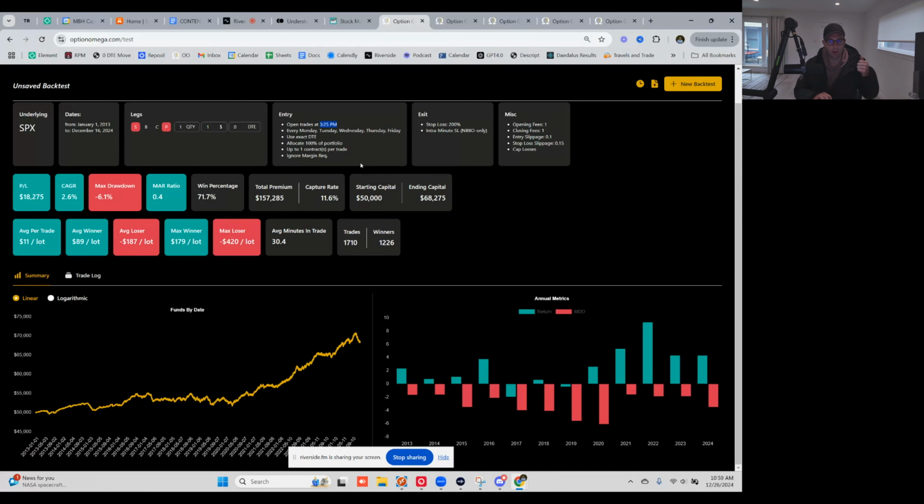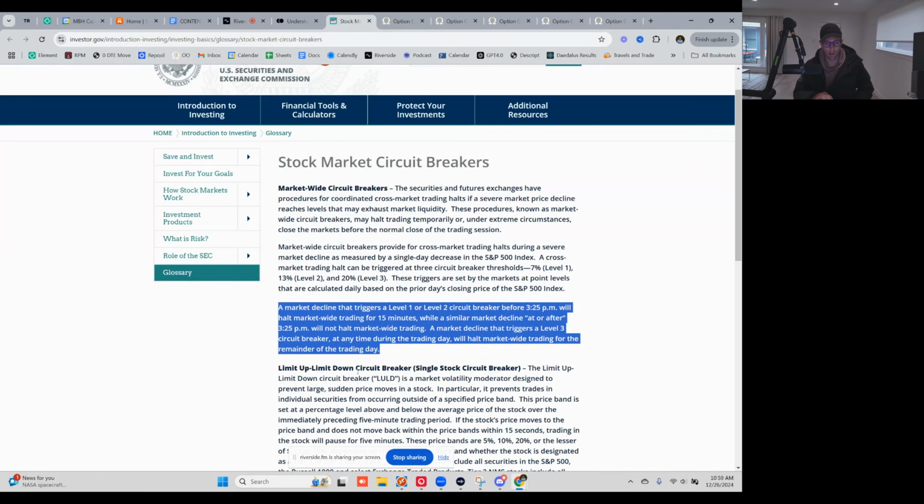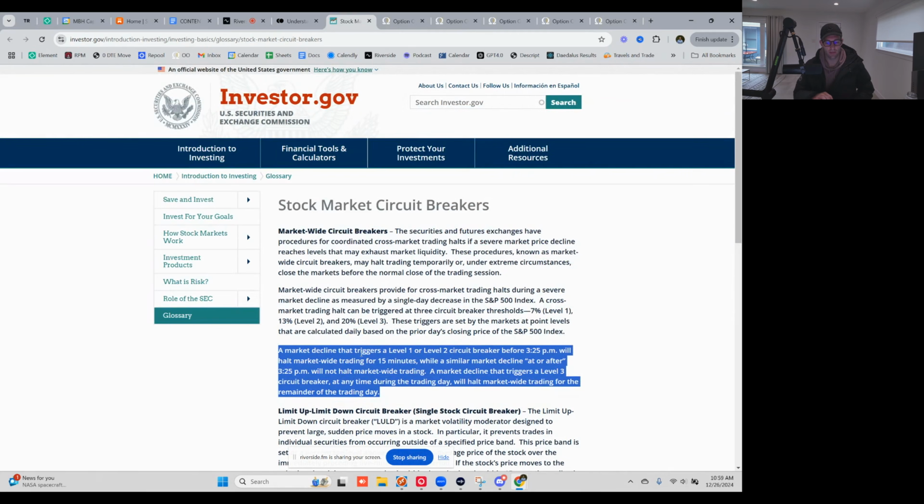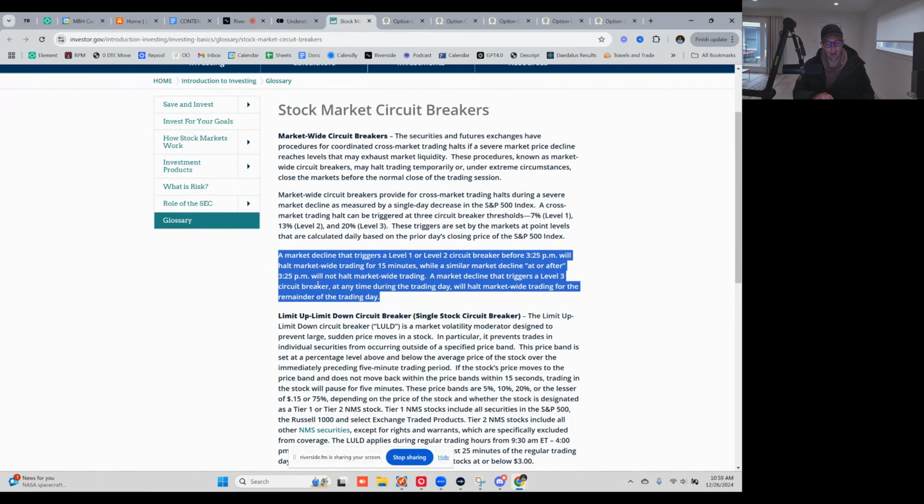When I'm talking about edge, or what we could call structural alpha, I like to go through edges that are very large. For example, at this 3:25 slot, the limit down rule expires. I will link this in the article below, but here is the SEC website. It basically says a market decline that triggers a level 1 or level 2 circuit breaker before 3:25 will halt market trading for 15 minutes, while a similar decline at or after 3:25 p.m. will not halt market trading.